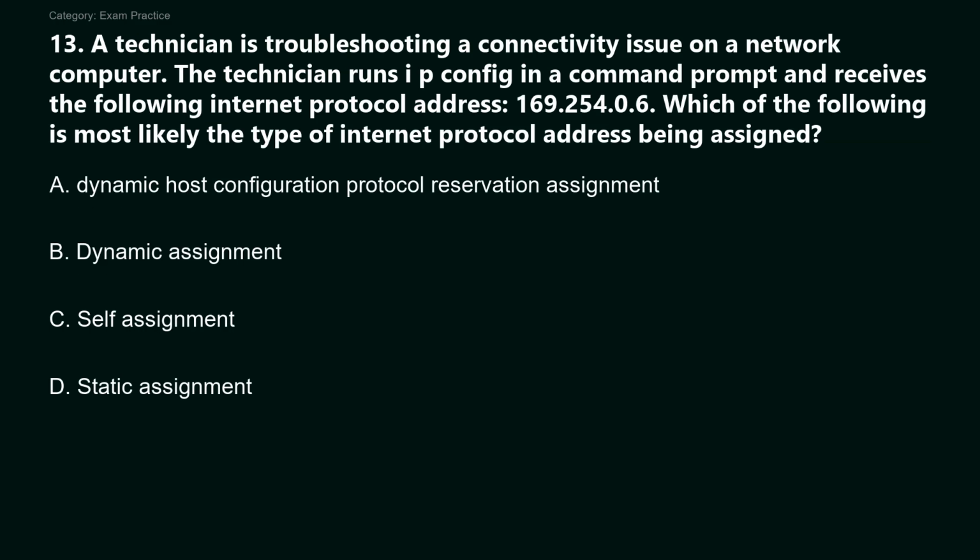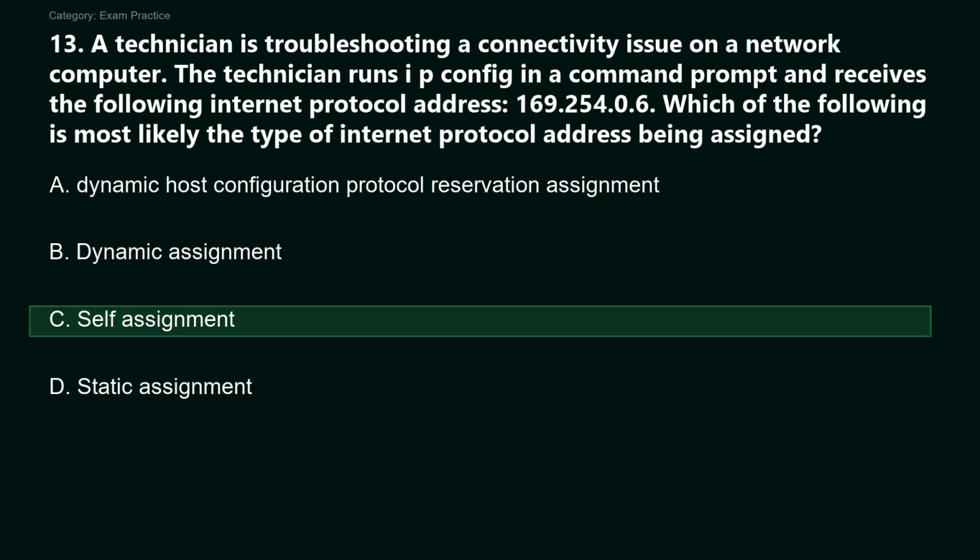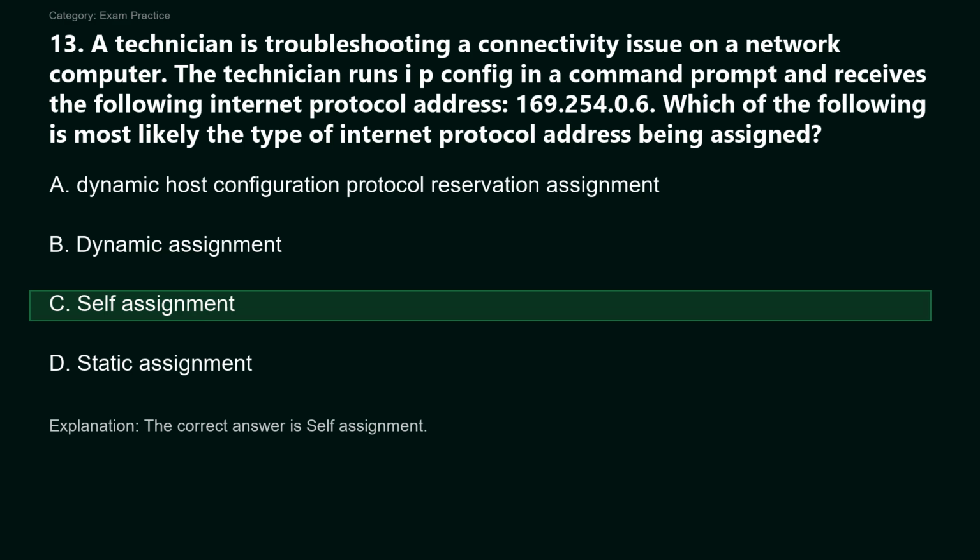Question 13. A technician is troubleshooting a connectivity issue on a network computer. The technician runs ipconfig in a command prompt and receives the following Internet Protocol address, 169.254.0.6. Which of the following is most likely the type of Internet Protocol address being assigned? Option A, Dynamic Host Configuration Protocol Reservation Assignment. Option B, Dynamic Assignment. Option C, Self-Assignment. Option D, Static Assignment. The correct answer is option C, self-assignment.